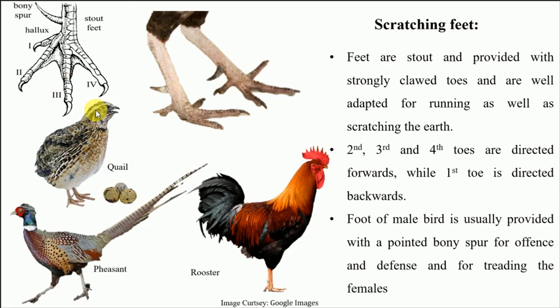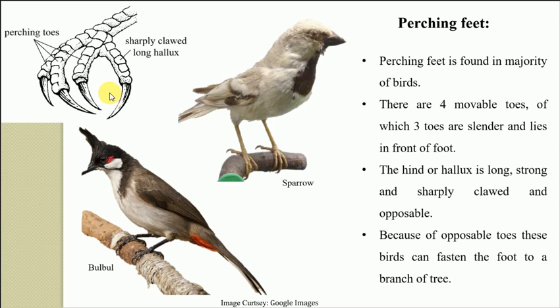Now this kind of arrangement of the toes in the feet is useful for perching on the twig of a plant, and because of the opposable toe, which is known as the hallux, the bird can very easily fasten the foot to the branch of the tree, and hence it is referred to as the perching kind of feet. So here in the diagram we can see the sparrow which is sitting on the twig.